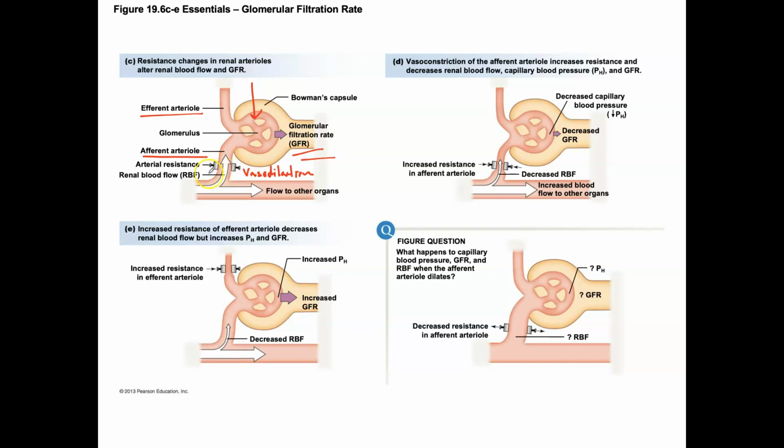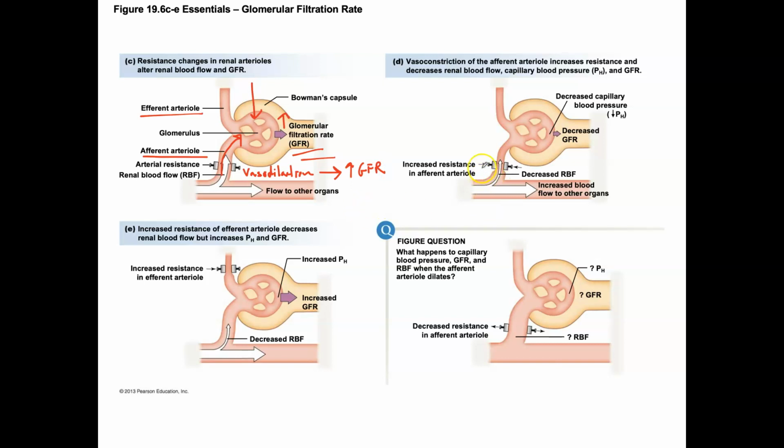If the afferent arteriole vasodilates, that's going to allow more blood to flow into the glomerulus, which is going to increase the overall blood pressure entering into the glomerulus. And so that's going to lead to an increase in the GFR. So vasodilation of the afferent arteriole increases the glomerular filtration rate.